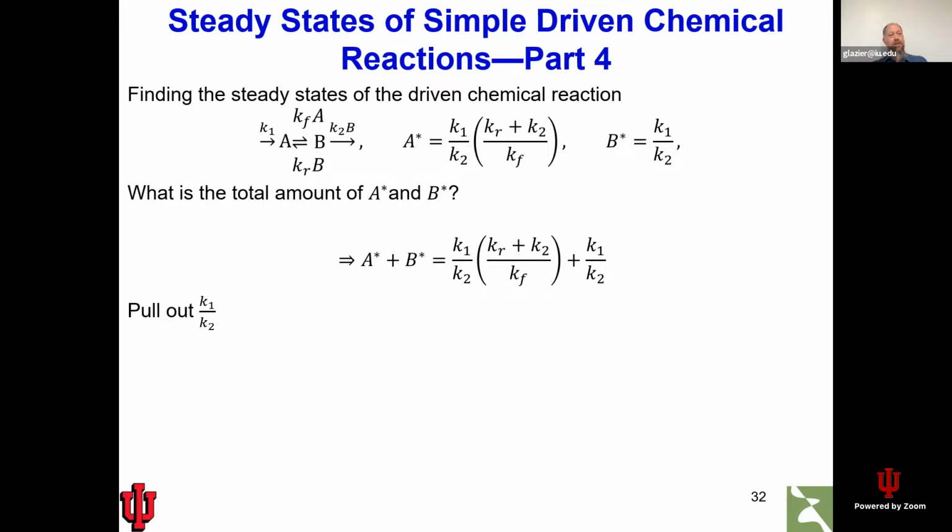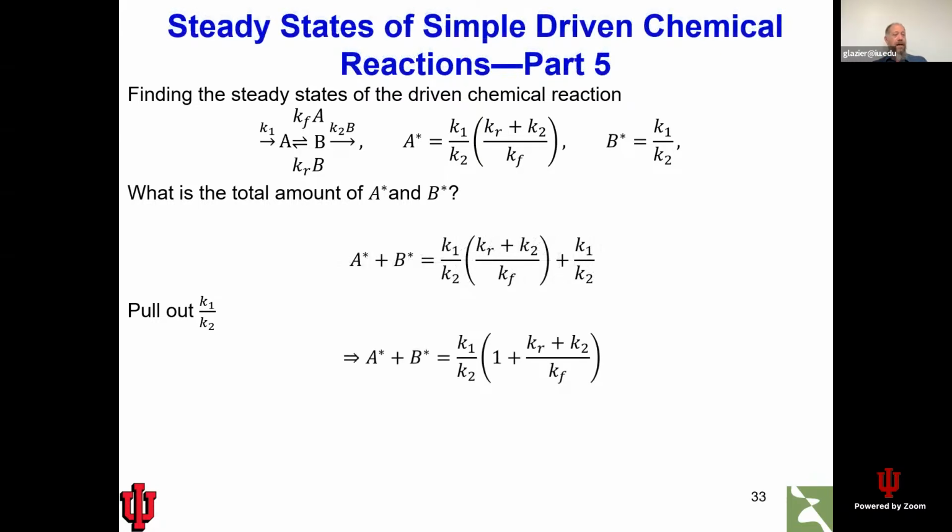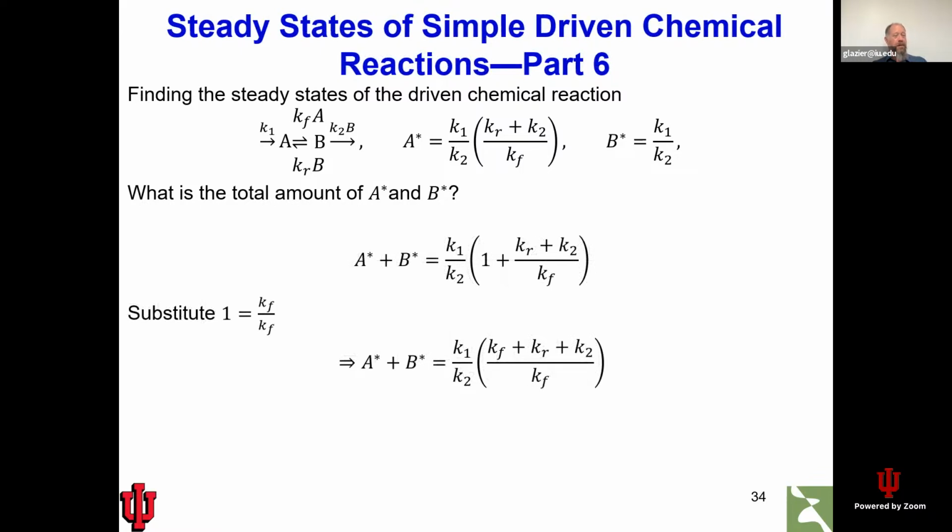And if I want to know how much A and B I wind up with, I can add those two things together. I have K1 over K2, so I'll get K1 over K2 times 1 plus and so on. And if I multiply that out, maybe I'm doing too much algebra on a slide. But I wind up with this, which is K1 over K2 times KF plus KR plus K2 divided by KF.